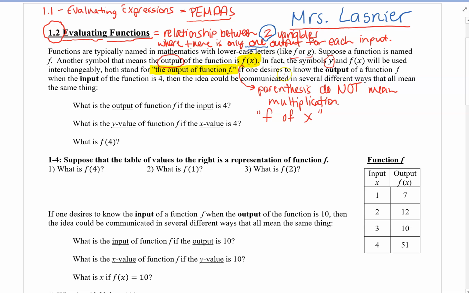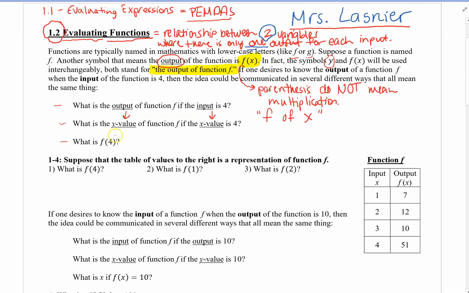So, let's say we wanted to know the output of a function f when the input is 4. That could be communicated in 3 different ways. We could either just say it as it is. Hey, Johnny, what's the output of a function f when the input's 4? Right? Just say it. But because y value is another name for output and x value is another name for input, we could also say it that way. Hey, what's the y value for this function if the x value is 4?